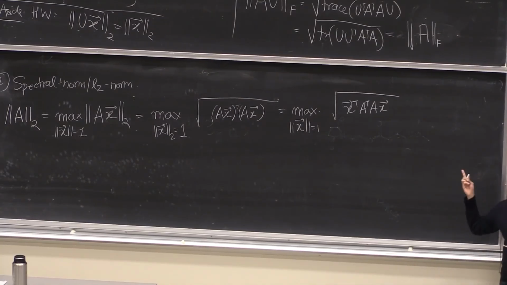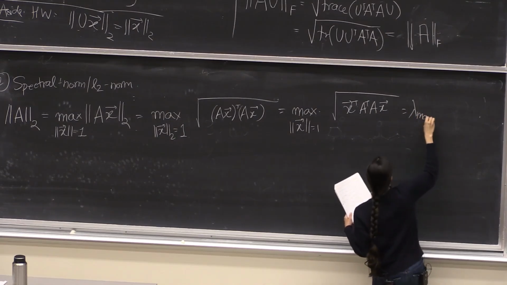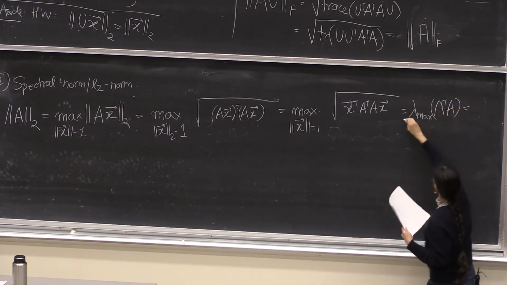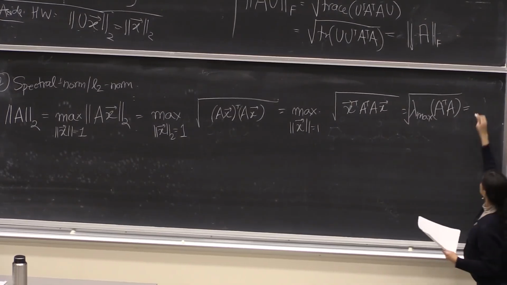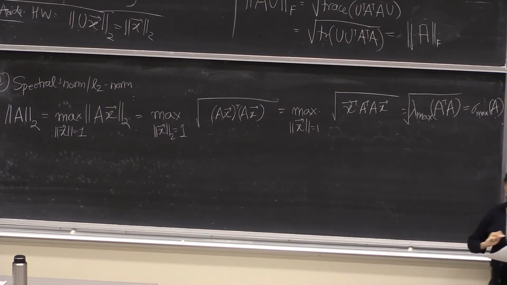And now what is this thing? Have we seen this thing before? Yes? What is it? Rayleigh coefficient. What is the value of this thing? Do we know it exactly? Exactly. This is lambda max of A transpose A, but now we have another way of writing this even more compactly, which is sigma max, or sigma 1 of A. It's the largest singular value of A.